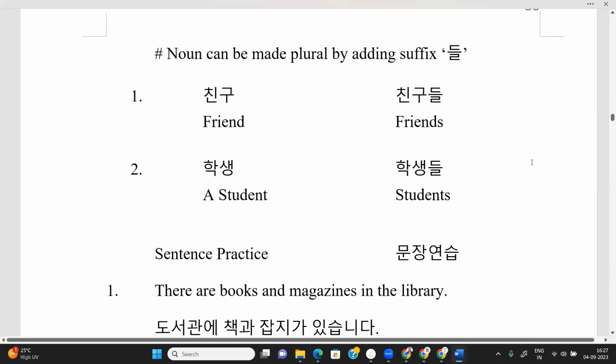A noun can be made plural by adding the suffix 들. For example, 친구 becomes 친구들. 학생 becomes 학생들.